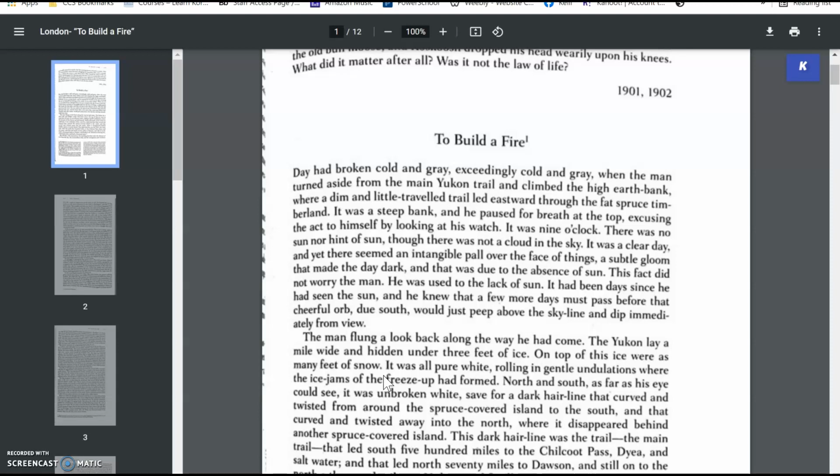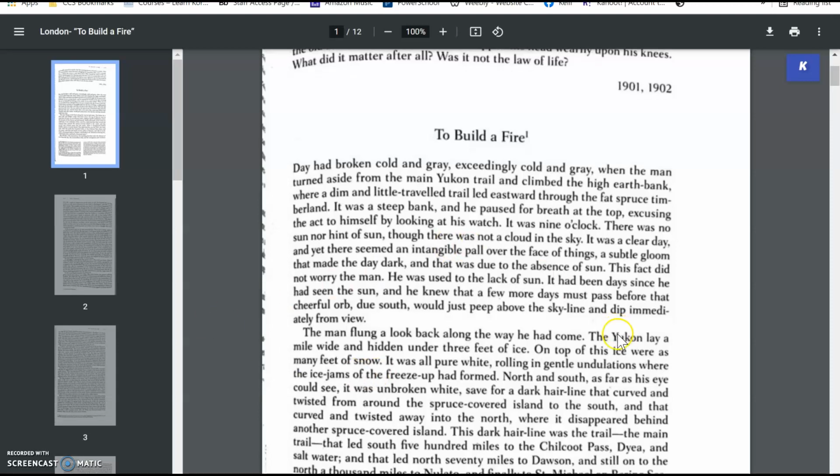Nature is awe-inspiring, and it is also completely indifferent to human life. It doesn't care whether we live or die. It's going to continue on. There are going to be storms. There are going to be natural disasters that happen that have no bearing. There's no one that can control it. It's uncontrollable. And so London is quick to point that out.